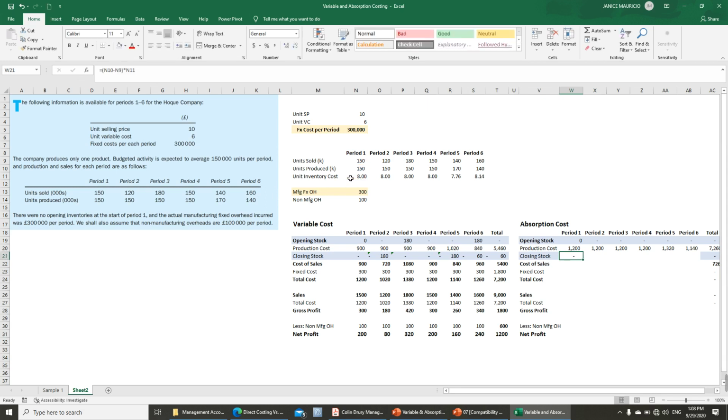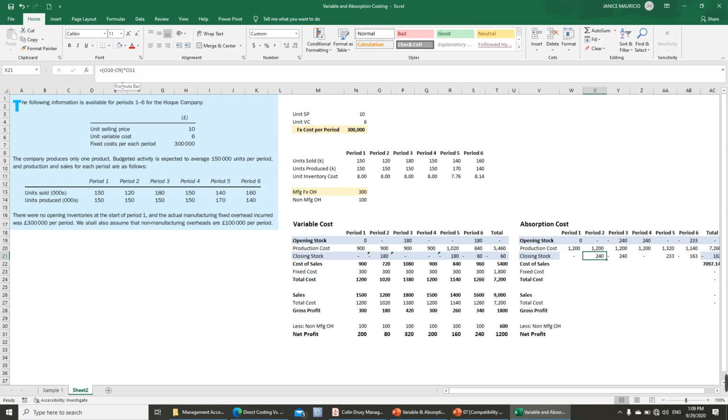Okay? Copy lang natin siya. Tapos again, since the closing stock is a deduction to cost of sales, kasi nga ending inventory siya, lagyan lang natin siya ng negative amount. Okay?